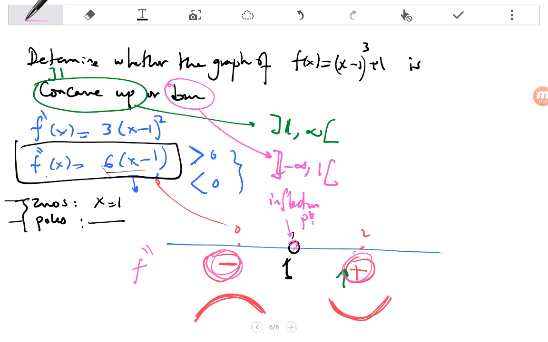Why? Because there is a change in the sign of the second derivative around this point. Okay? So this is called an inflection point. Remember that an inflection point must be in the domain. If it is not in the domain, it cannot be considered an inflection point. Okay? So that's how we can determine when the function is concave up or concave down.